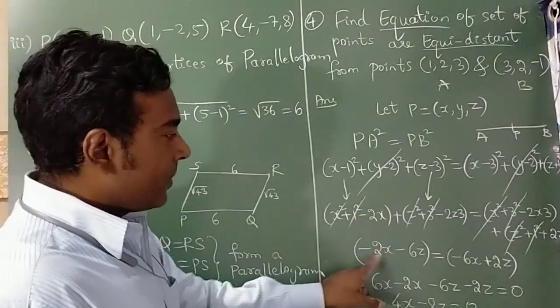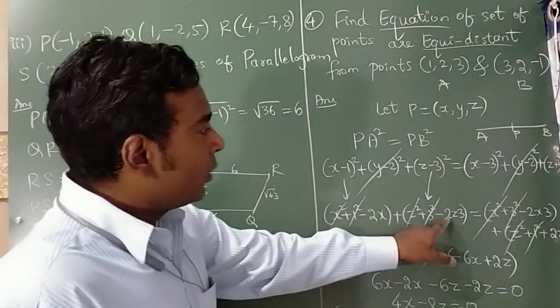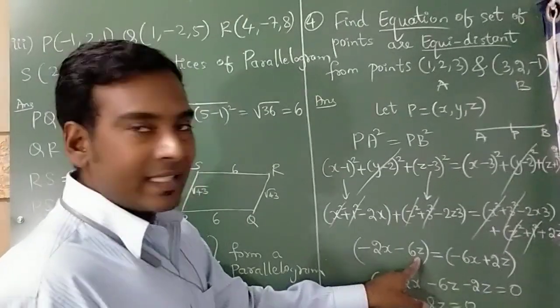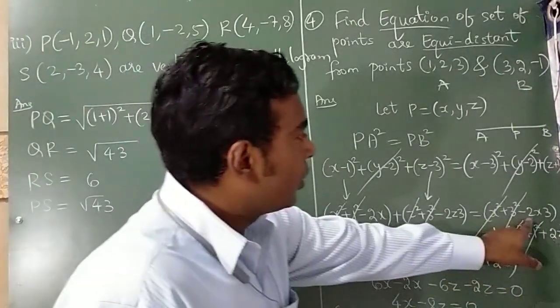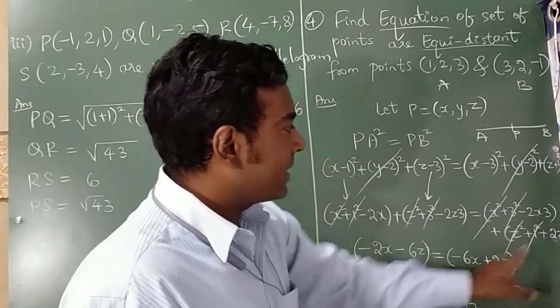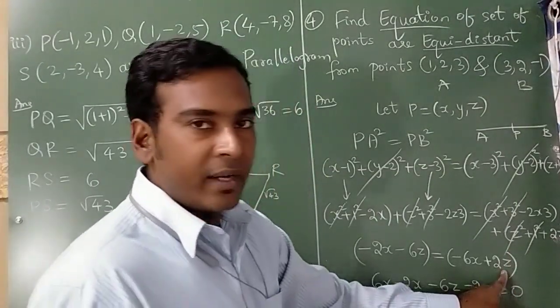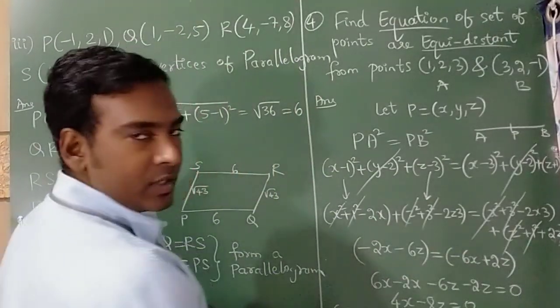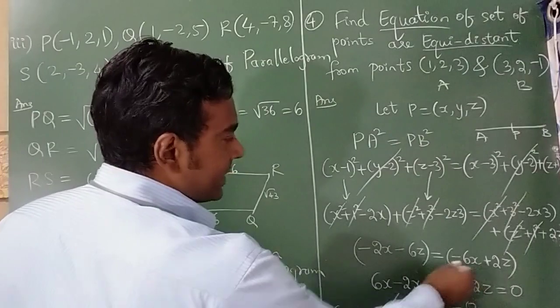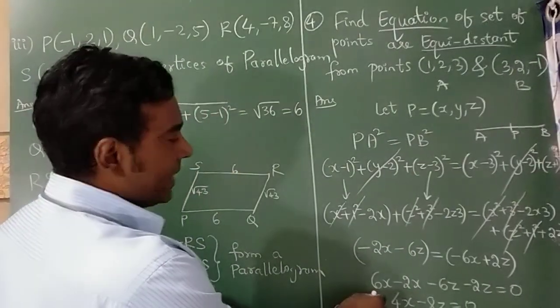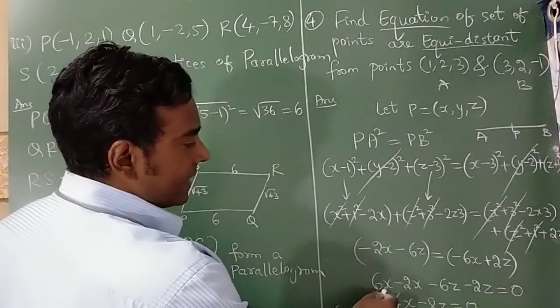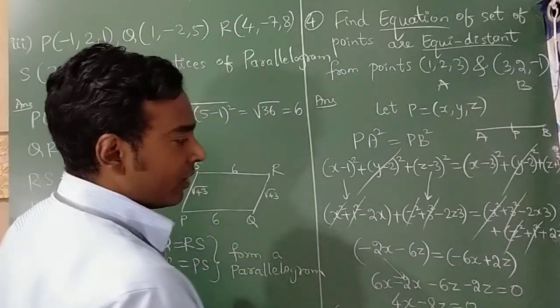So minus 2x I have written here. 2 3s are 6, so minus 6z is equal to 2 3s are 6, minus 6x. You can see here plus 2z. So I have brought all the terms to the left hand side. Minus 6 comes this side, so it will become plus. So 6x minus 2x. Fine.